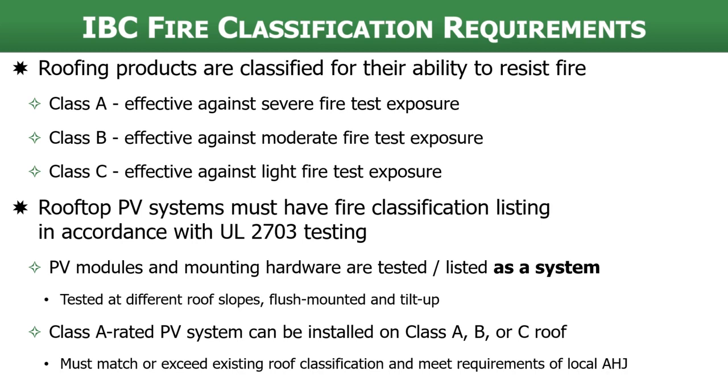These systems were tested at different roof slopes, whether flush mounted to the roof or tilted up, right? So a flush mount would be like a standard residential house on a tilted slope where the modules are just coplanar, they're flush mounted to the roof. Tilt up is when there's some sort of a rack that tilts up the modules.